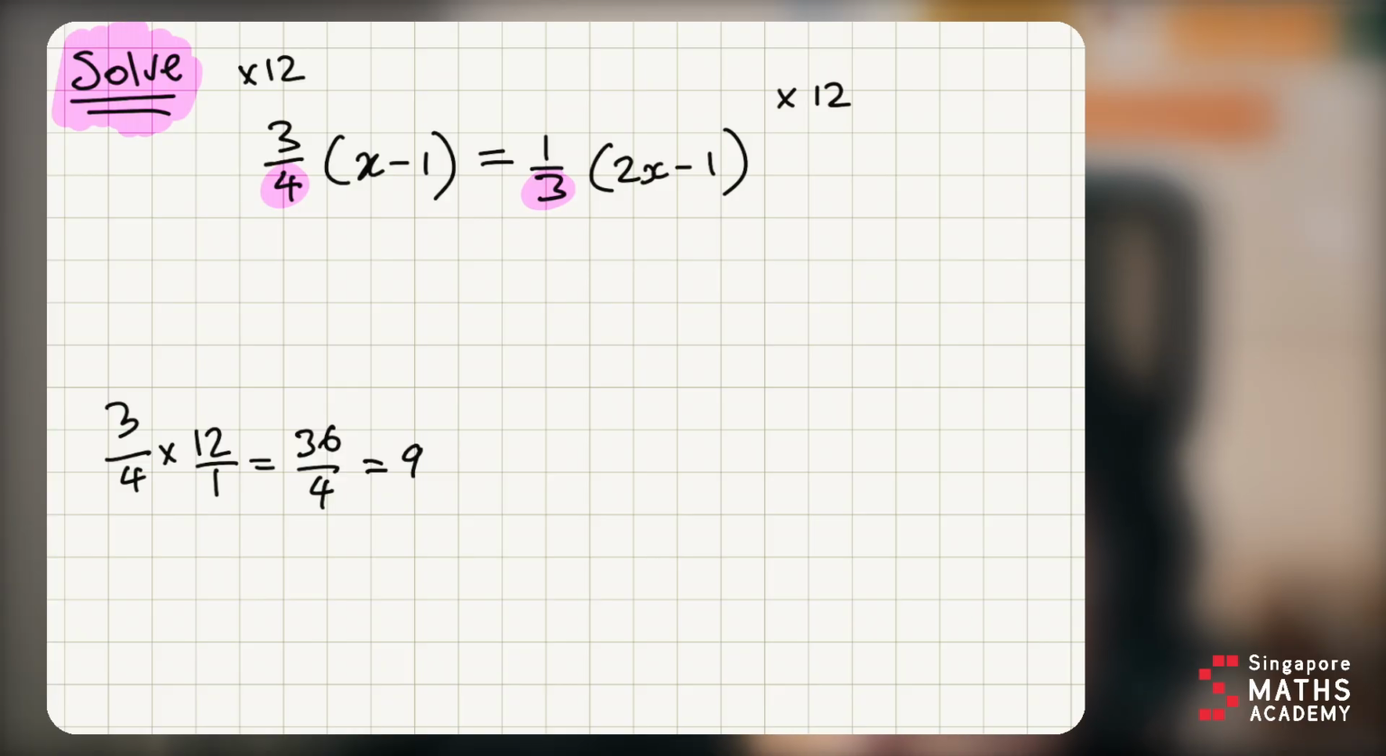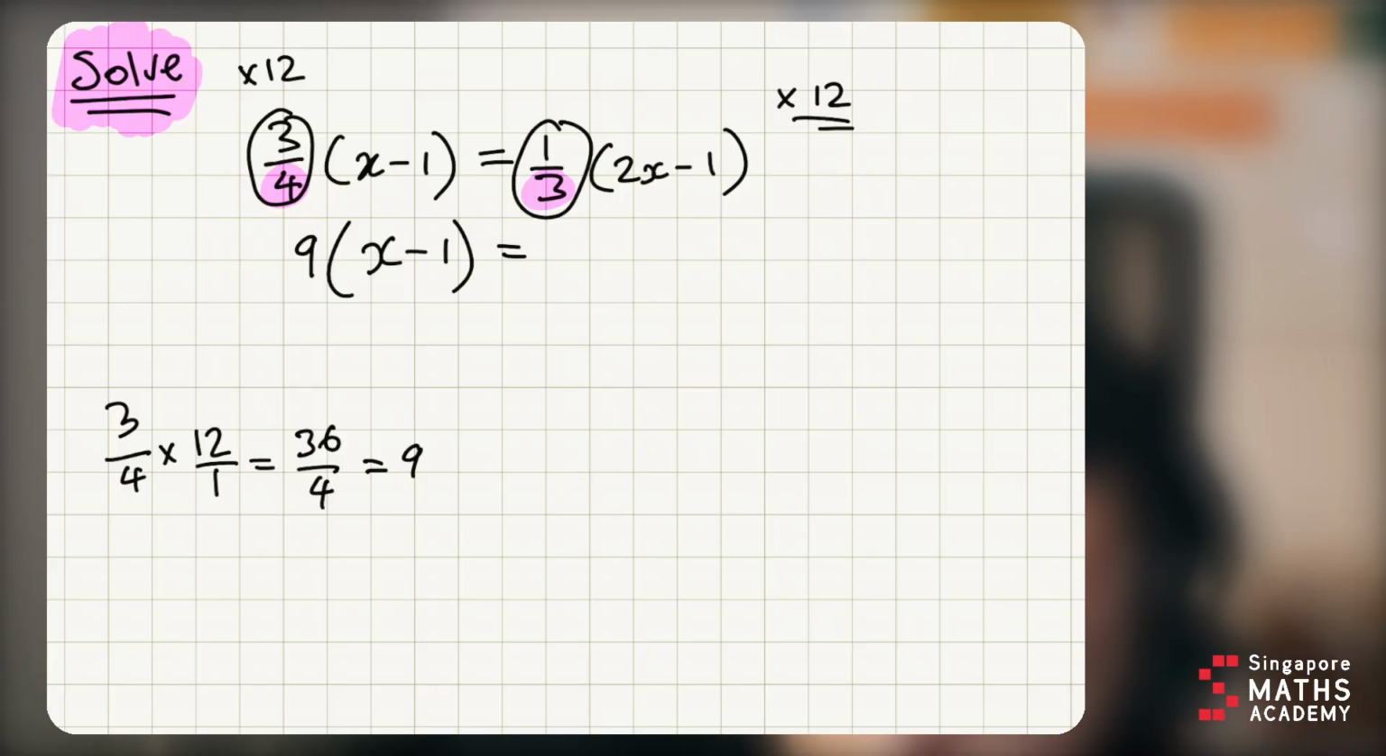So on this side, this doesn't fully get cancelled out. It becomes 3/4 of 12, it becomes 9. 9 brackets x take away 1. And that's equal to, now I've got a third of 12, right? A third of 12 is going to be 4, 8, 12, is going to be 4. So I get 4 brackets 2x take away 1.